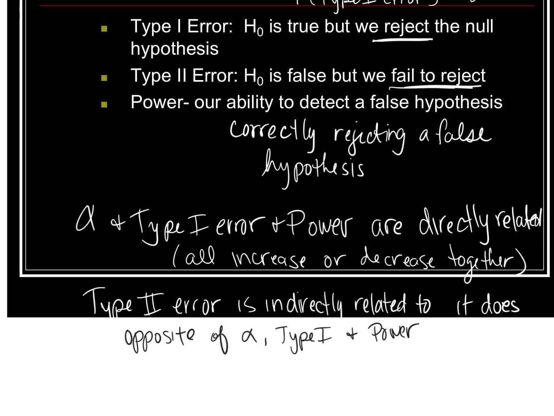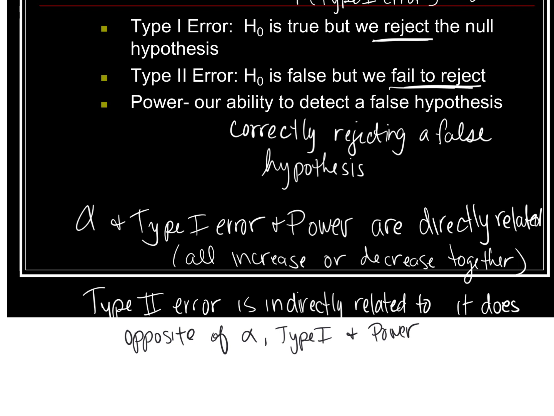Now, which one's worse? Is a type 1 error worse? Is a type 2 error worse? It depends on the situation. Okay? It depends on the situation. It depends on who you are in the situation. Sometimes a type 1 error is worse for the company, but better for the consumer. Sometimes a type 2 error is better for the company and worse for the consumer. It depends on the situation, so you have to think about it.